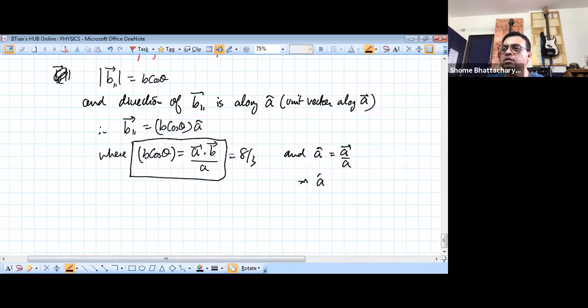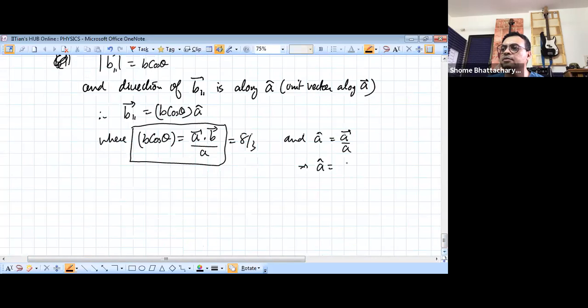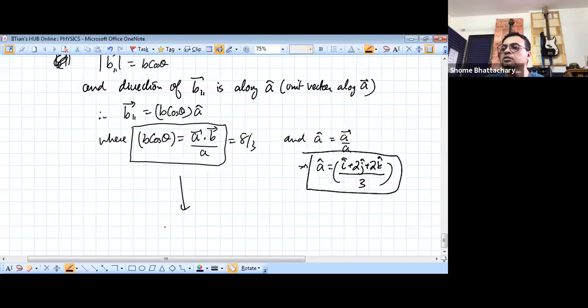Okay. Now this will become what? It will become I cap plus 2j cap plus 2k cap divided by its own magnitude, which was nothing but 3. So now the parallel component will become B cos theta into A cap. B cos theta we found is 8 by 3, and A cap is I cap plus 2j cap plus 2k cap, the whole divided by 3.